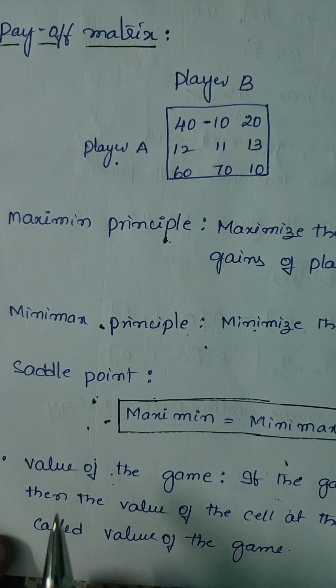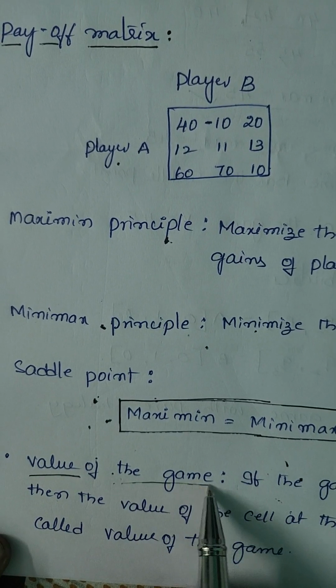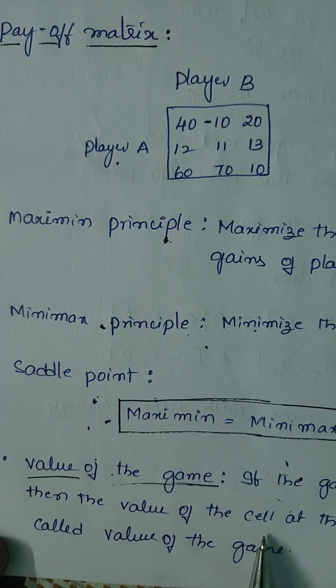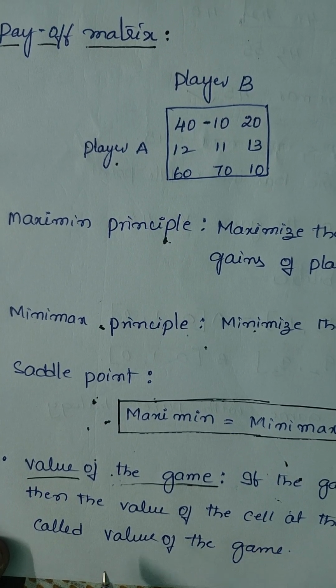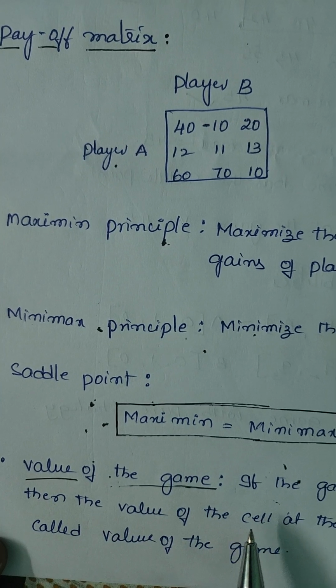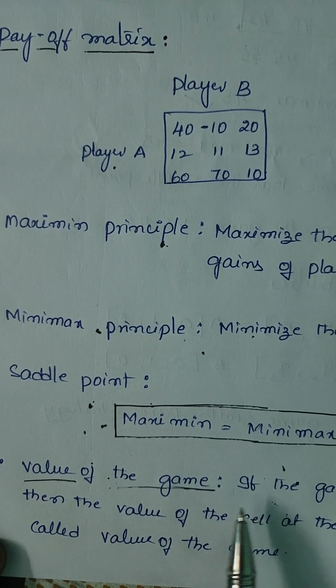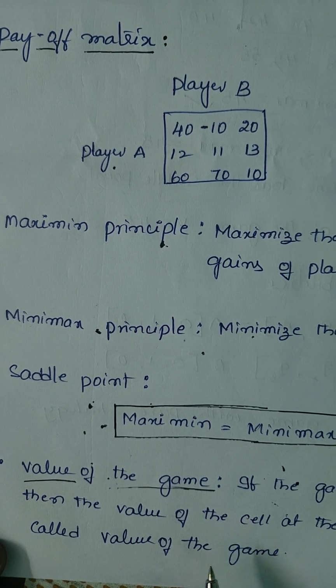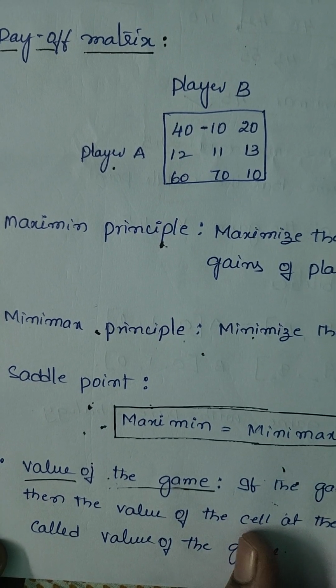Now the value of the game. If the game has a saddle point, then the value of the cell at the saddle point is called the value of the game. So if a game has a saddle point, then the value of the cell which gives the saddle point is called the value of the game.